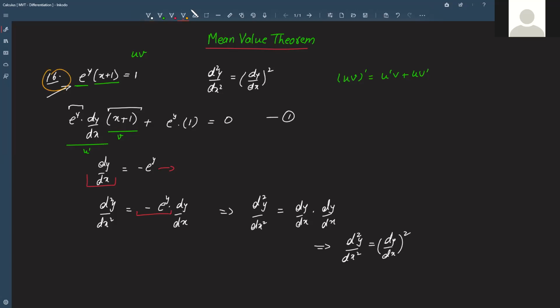If you had come across some other doubt, let me know. Otherwise, we'll move to the next topic, that is mean value theorem.